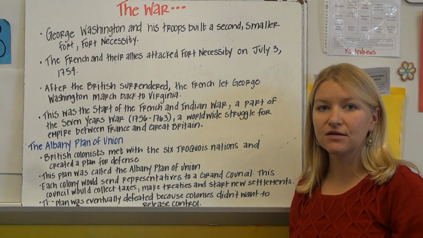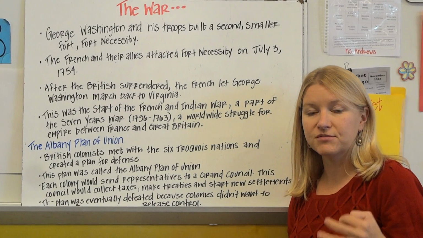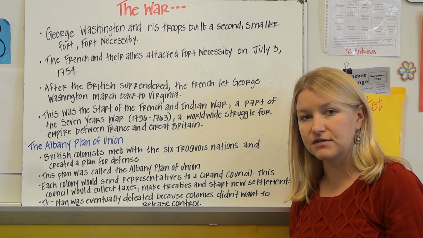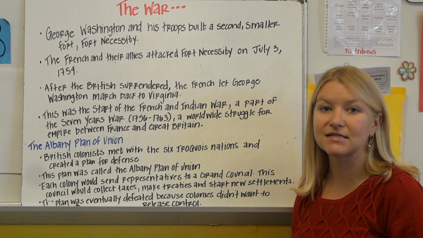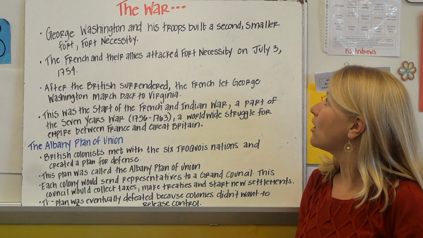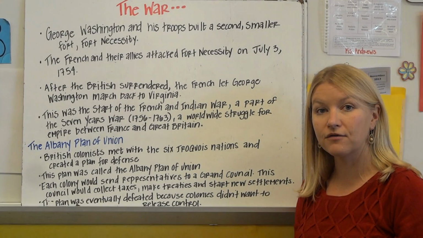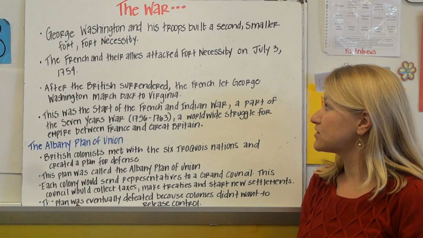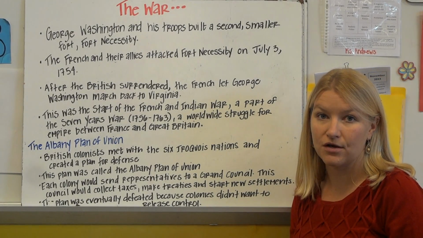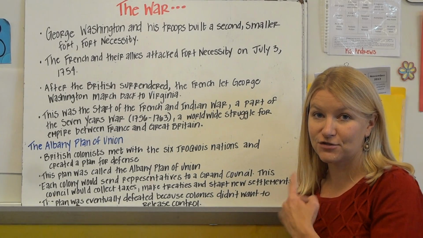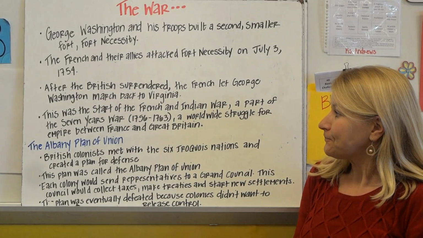So George Washington realizes the importance of establishing a fort. So he builds a second smaller fort. This is called Fort Necessity. The French and their allies ended up attacking Fort Necessity on July 3rd of 1754. The British were not prepared for a fight, so they ended up having to surrender, and the French let George Washington march back to Virginia unharmed. And a lot of historians see that as kind of one of the big mistakes that the French made throughout this process.